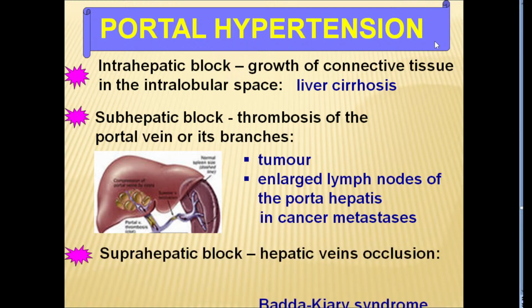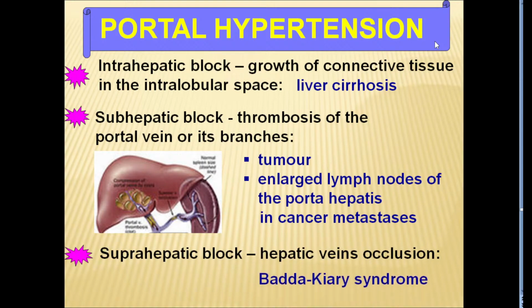In rare cases, portal hypertension appears due to subhepatic block: thrombosis of the portal vein or its branches, growth of a tumor or enlarged lymph nodes in the abdomen, or formation of cancer metastasis. And suprahepatic block due to occlusion of hepatic veins as a manifestation of specific Budd-Chiari syndrome. But more often we'll meet patients with portal hypertension as a complication of liver cirrhosis. We must remember other origins of this problem.